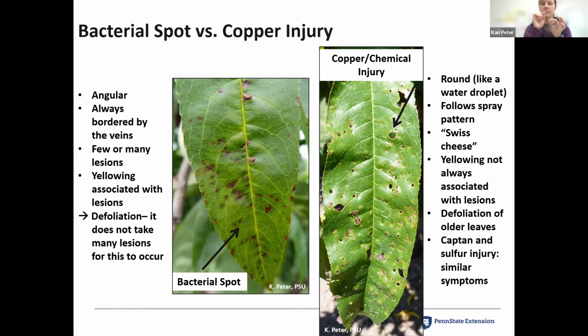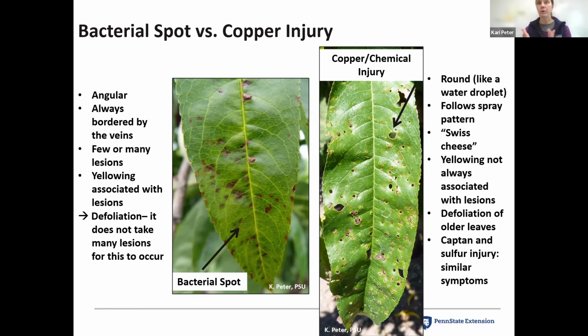It seems a bacteria-like sort of settling in those veins. You may have a few lesions or you may have a lot of lesions. It doesn't take many lesions to cause yellowing on the leaf and for the leaf to fall off. Okay, so you could see some shot hole appearances, but the leaves typically always turn yellow and they will fall off.